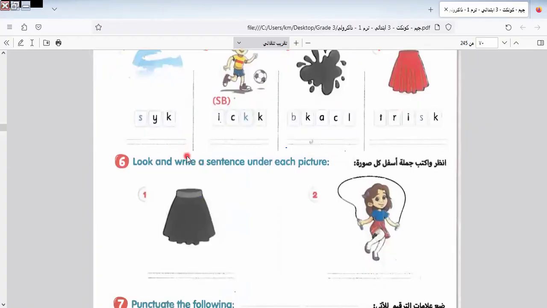In scramble and missing words, missing letters, both depend on keeping the vocab. I answer one of them, and I will leave the rest to do by yourself after studying the vocab. Here is sky, and here is kick. Okay, I will leave the rest to do by yourself. Let's continue the rest of the exercise here.